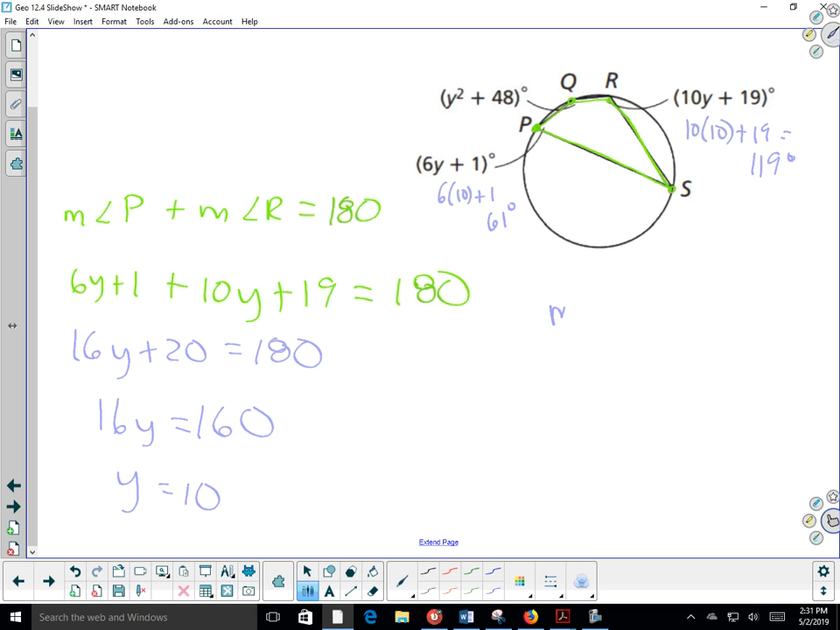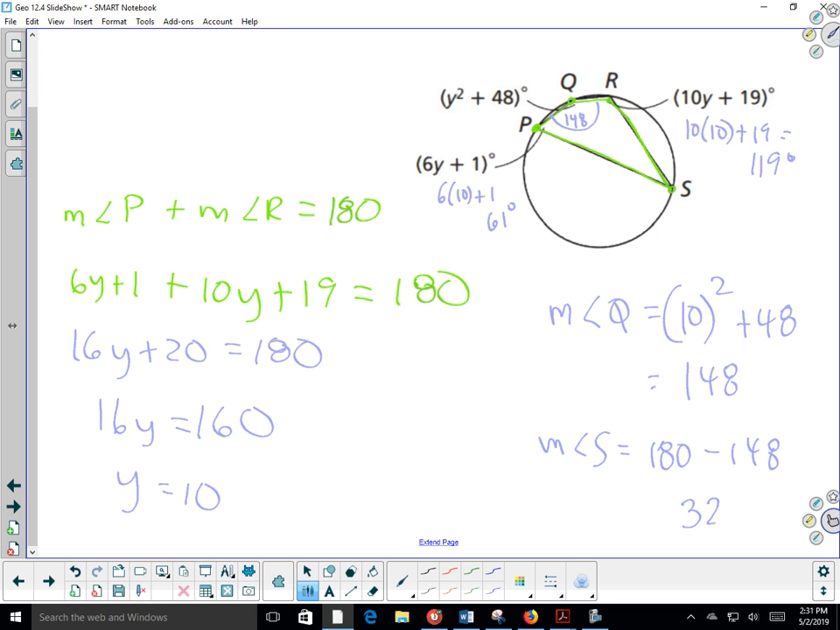Are you saying the measure of angle Q is going to be 10 squared plus 48? Yes. So that's 148. And then, because the opposite angles are supplementary, to find angle S, I subtracted 148 from 180. And you got 32 degrees. Are we okay with that? All good? Yeah.